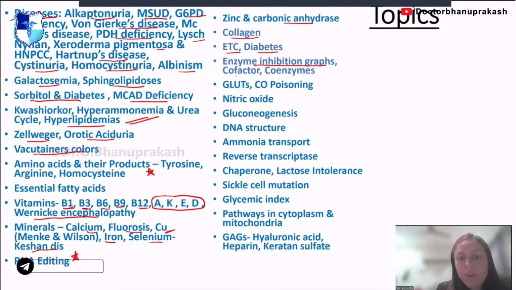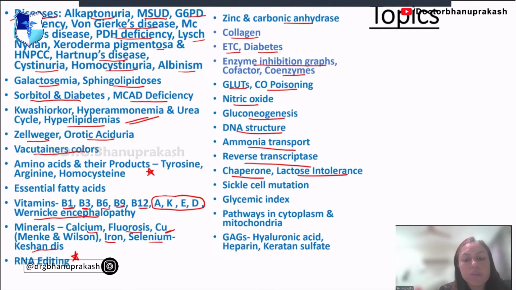Okay, then coming to cofactors and coenzymes, GLUTs, glucose transporters, carbon monoxide poisoning, nitric oxide, gluconeogenesis, the structure of DNA, which is very simple, but a little tricky. Okay, so do solve questions on that. Then ammonia transport, right? Then reverse transcriptase enzyme, the favorite of examiners. Chaperone, just one or two lines about chaperones, that they give shape to the proteins, right? Then lactose intolerance, frequently asked, sickle cell mutation, glycemic index of food, then pathways which occur in cytoplasm and mitochondria.